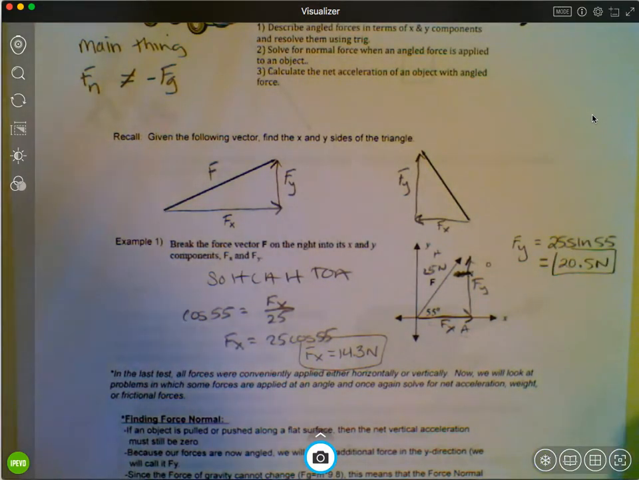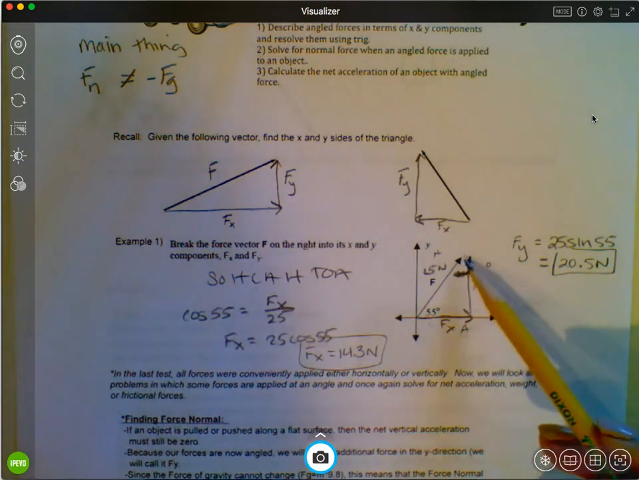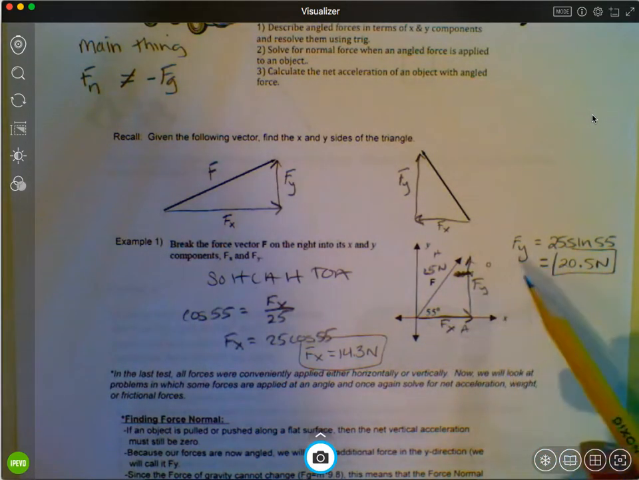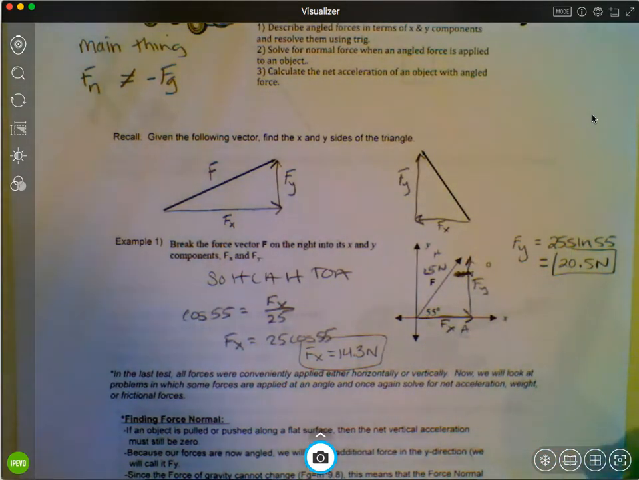Okay, so hopefully that's a review, but we're basically just breaking this force vector into its horizontal and vertical components. All right, that's all we're doing. All right, let's move on here.